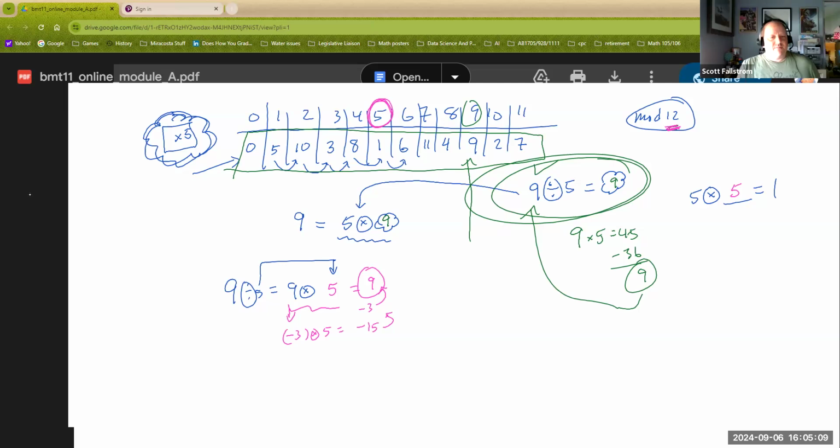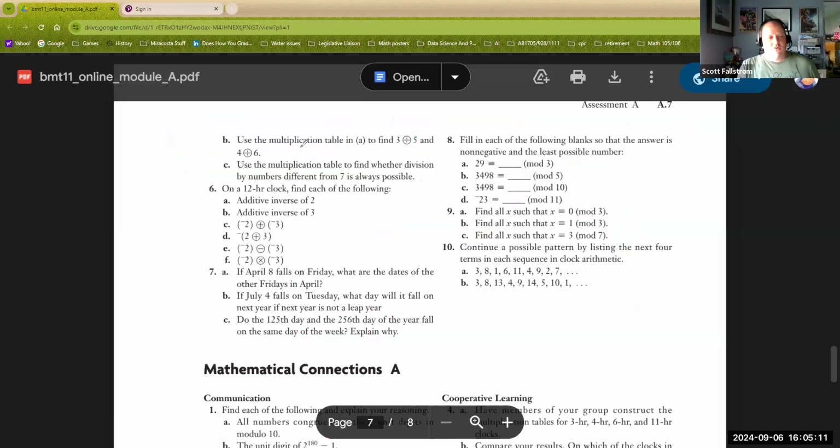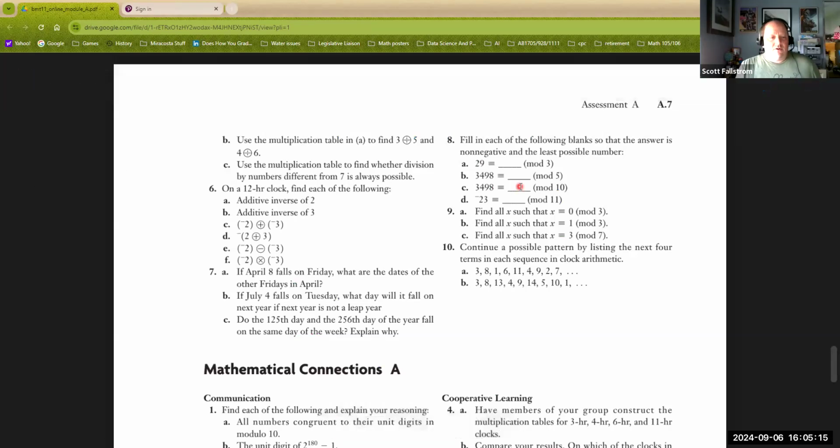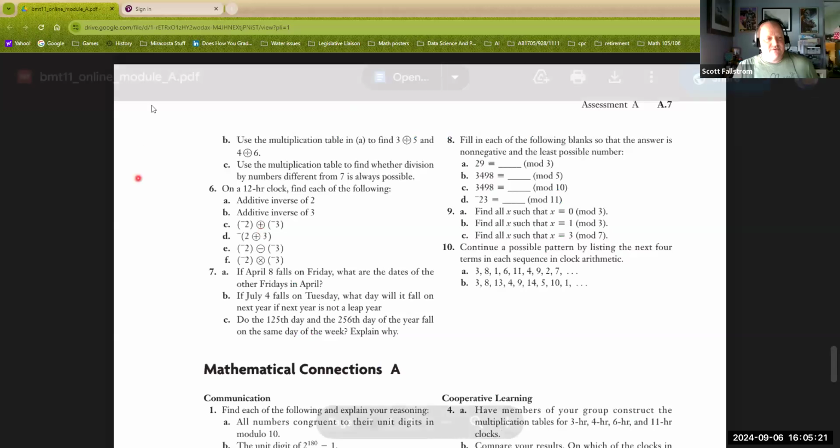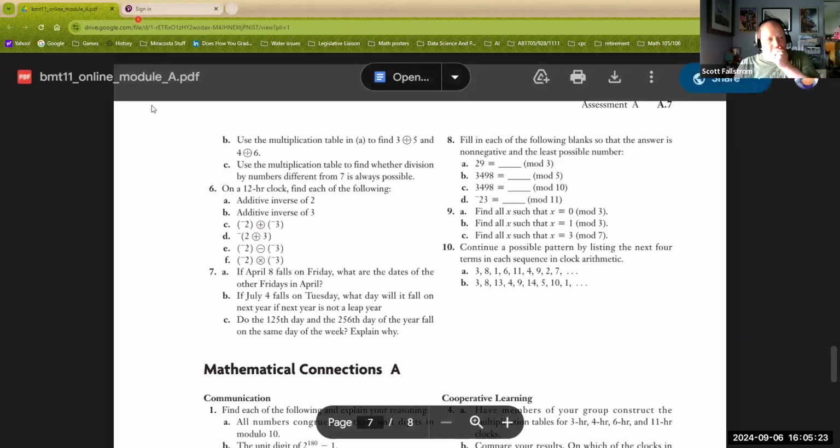All right, let's take a look back in the homework. And let's see what we got here. On a 12 clock, find each of the following: additive inverse, additive. Okay, so these are additive inverses. Remember, that's the number I would add to get to 0.